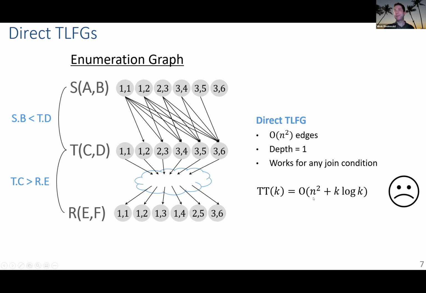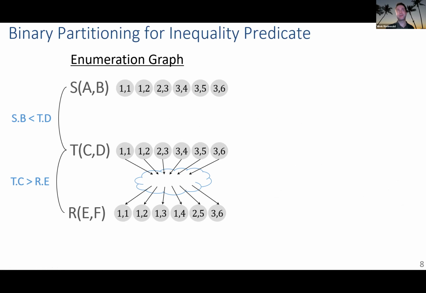So this is not bad, but n squared is not really desirable. And the goal is basically to do better than that. And for inequalities, we can do better. So here's a way to construct it.